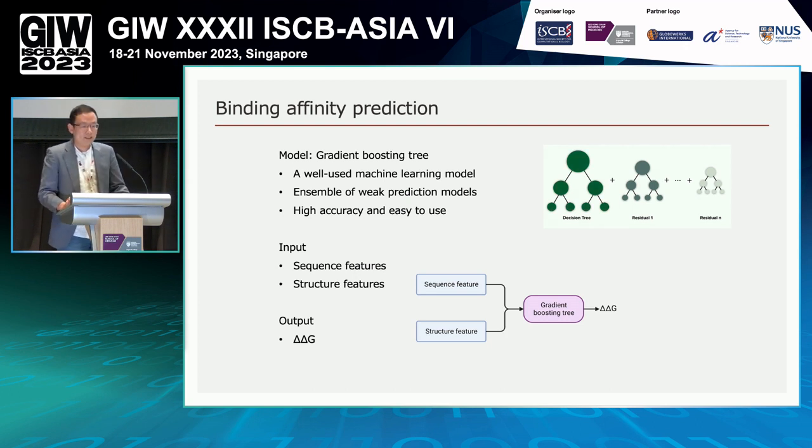So the binding affinity is predicted by the gradient boosting tree. Gradient boosting tree is a widely used machine learning model. It can always achieve high accuracy with minimum hyperparameter tuning. So we use the gradient boosting tree to take the sequence feature and structure feature as input and to predict the delta G.